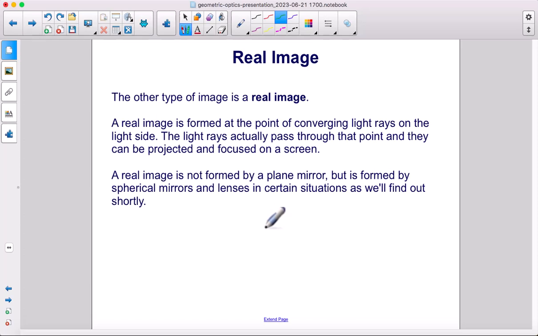The other type of image is a real image. A real image is formed at the point of converging light rays on the light side. The light rays actually pass through that point, and they can be projected and focused on a screen. A real image is not formed by a plane mirror, but is formed by spherical mirrors and lenses in certain situations, as we'll find out shortly.